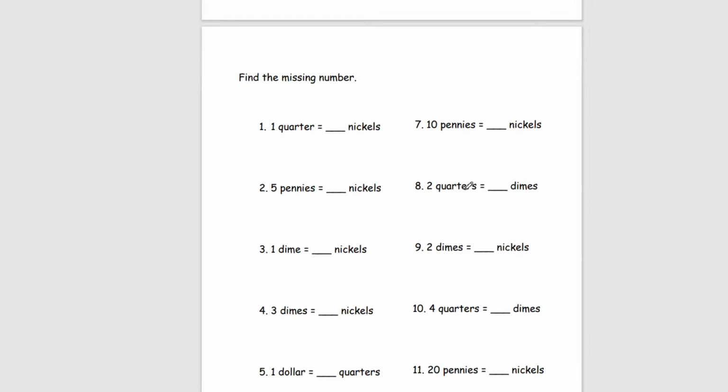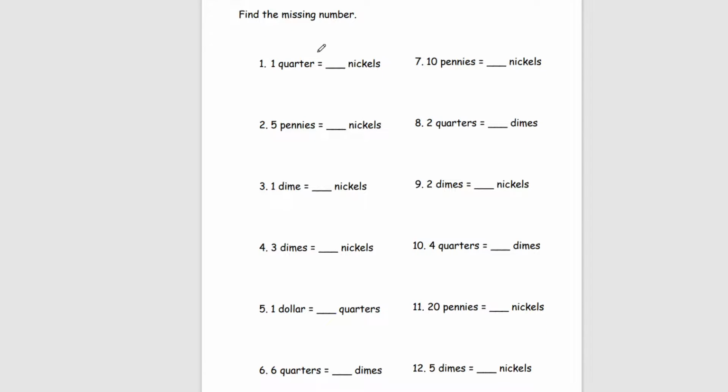On the next page, we have find the missing number, and we're going to be using the penny or the coin system for this. So here we have 1/4, which is 25 cents. And we have blank nickels, and each nickel is 5 cents. So to get them to be equal, we just do 25 divided by 5. Get 5. So the 5 nickels are equal to 1/4.